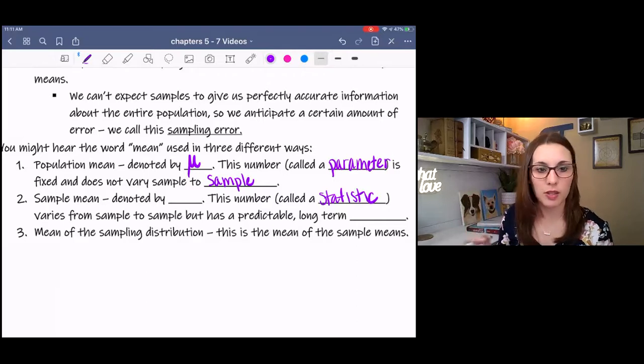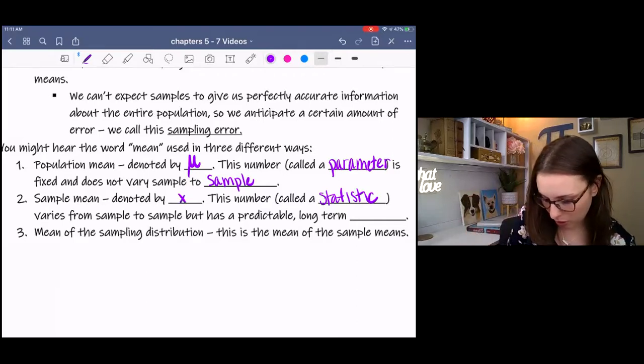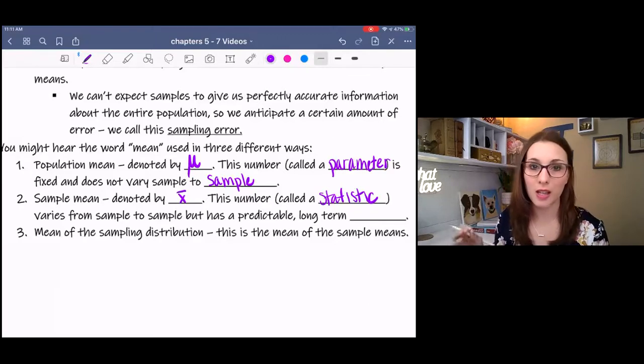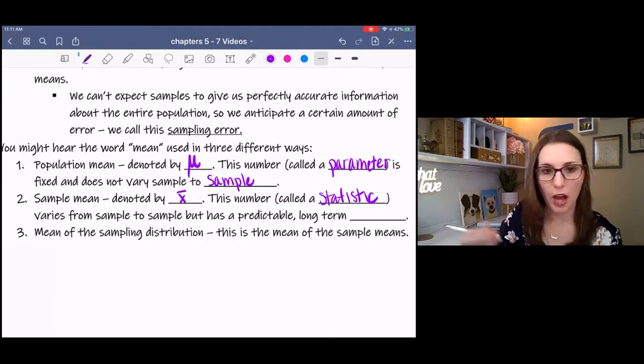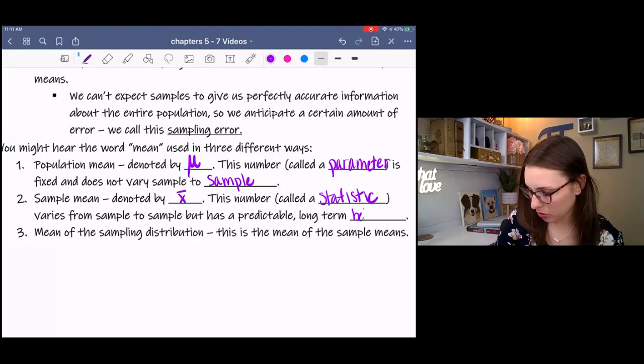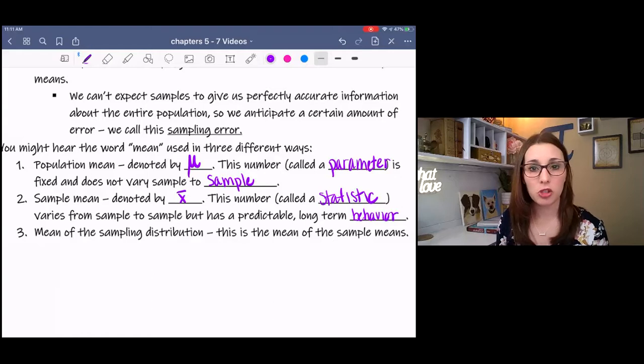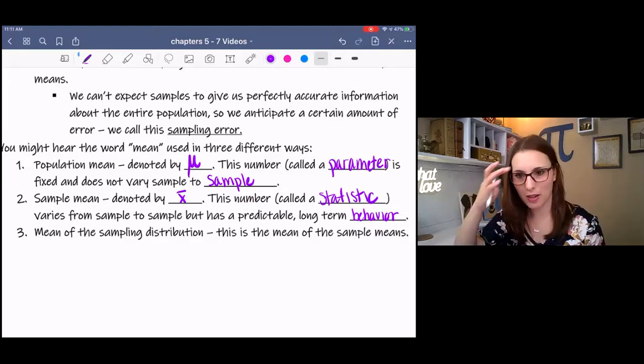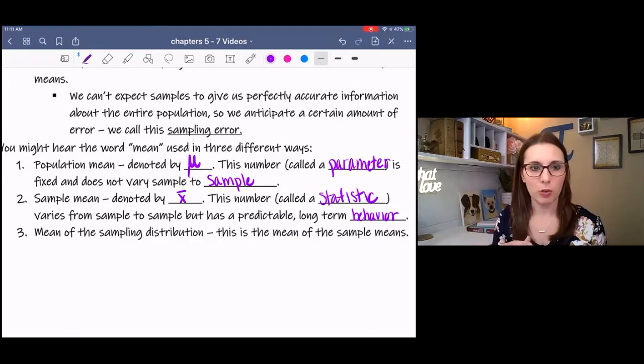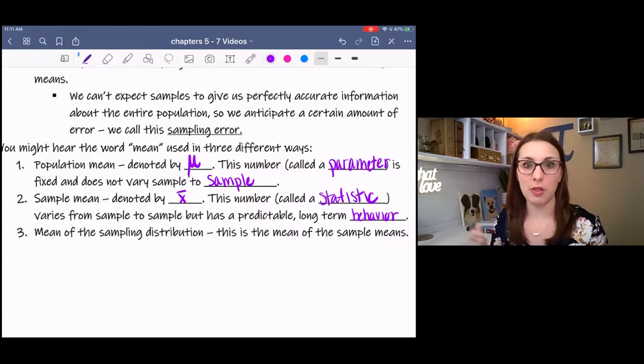It's done. And then the sample mean is denoted by X bar. We call it a statistic, and it does vary sample to sample, but it also has a predictable long-term value or behavior. And then the mean of the sampling distribution, this is something that's new, is the mean of the sample means. So I talked about it a little bit earlier in this video. If you want to reduce sampling error, you can find the mean of a whole bunch of different samples of a population and then find the mean of the means, and that's what's called the mean of the sampling distribution.